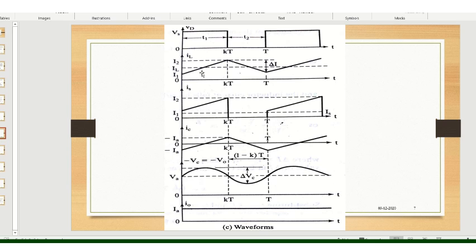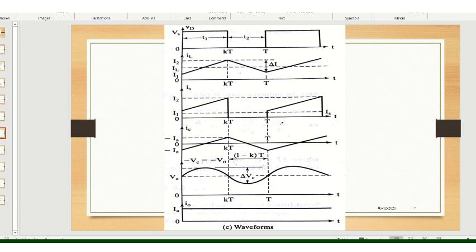First, I hope you have understood what these waveforms represent and how they are obtained. This is the voltage representation, which is the value of Vs when the switch is kept on for T1 duration, and during T2 duration the switch is turned off.